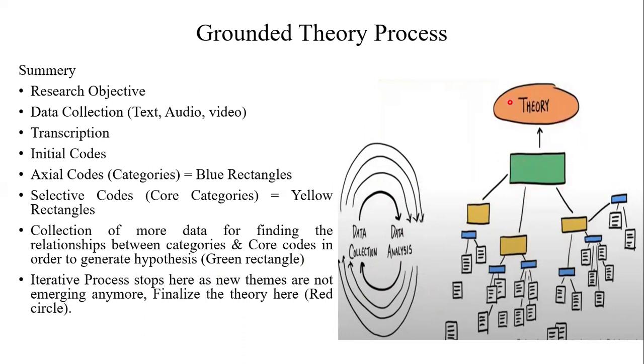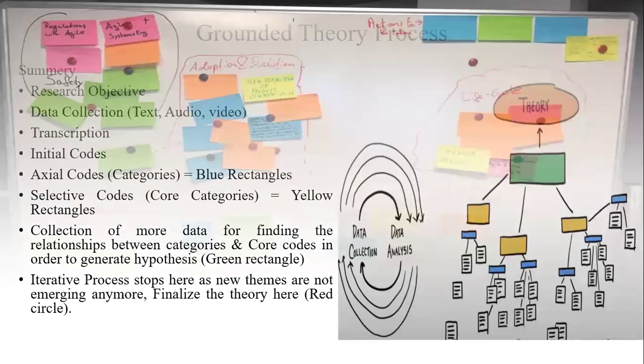So from the hypothesis, you generate theory when new codes or new themes are not generated anymore. So the iterative process stops here, and new themes are not emerging anymore. So you finalize your theory here, the red circle. This is basically the process of generating the theory. So this is the whole idea of the grounded theory process that you have to understand here.